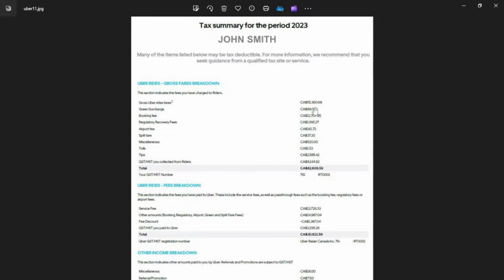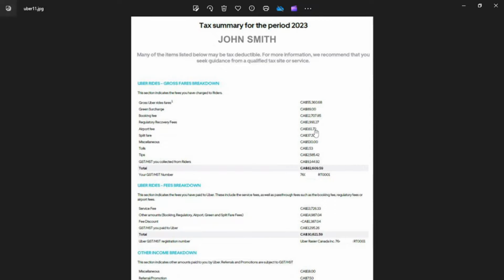All right. This guy, John Smith, drove Uber rides throughout the year in 2023. At the end of the year, he got a tax summary from Uber, which includes all the financial transactions between John, Uber and his passengers, all summarized into one report, which is the tax summary. John also gets monthly summaries, which he can find on his driver portal. But this is the one he's going to be using for his tax return.